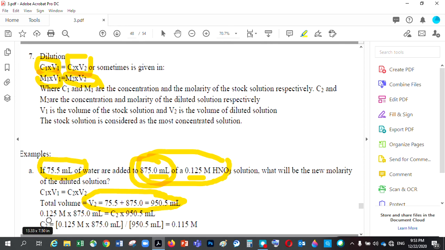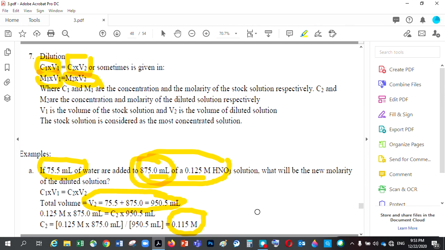So then 0.125 molar multiplied by 875 milliliter equals C2 multiplied by the total volume, 950.5 milliliter. You solve it, and here we have 0.115 molar.